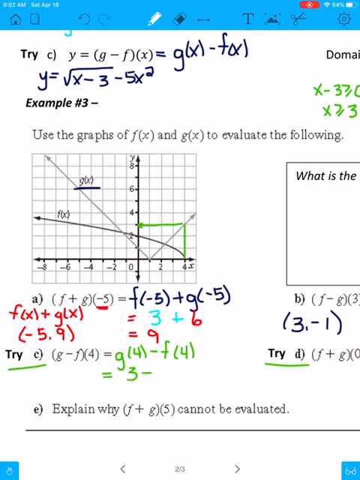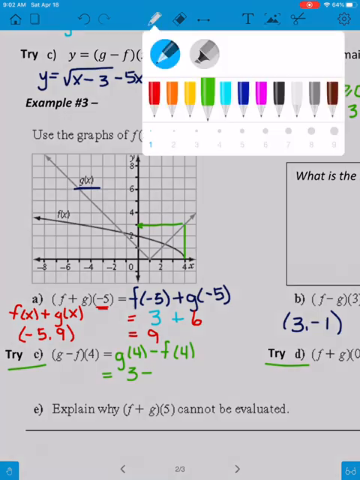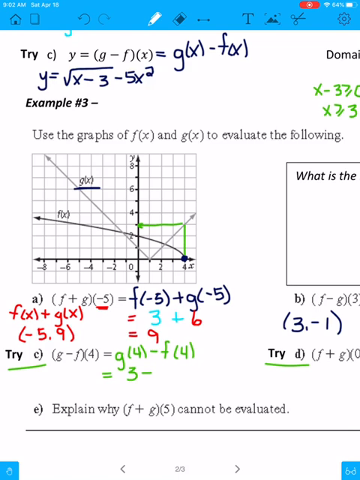Minus, then I'm going to do f. I go to 4, I follow it up. It's actually on the x-axis, so it's 0. 3 minus 0 is 3. So what did I find? I found a coordinate on the graph of g of x minus f of x, and that coordinate is at 4 and 3. That's what I found.